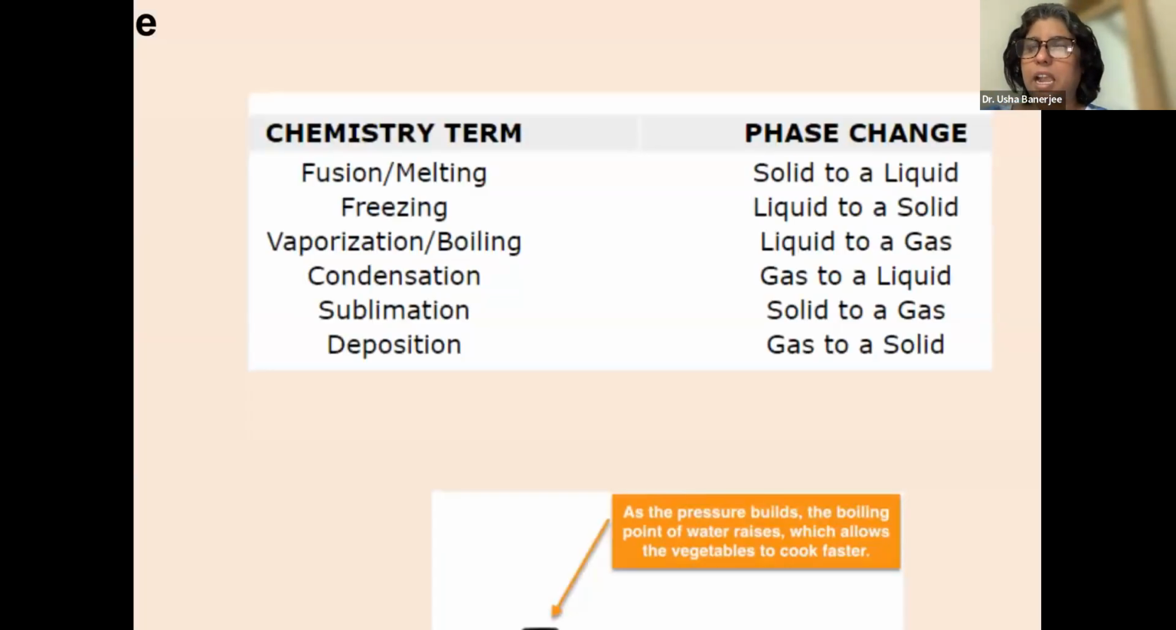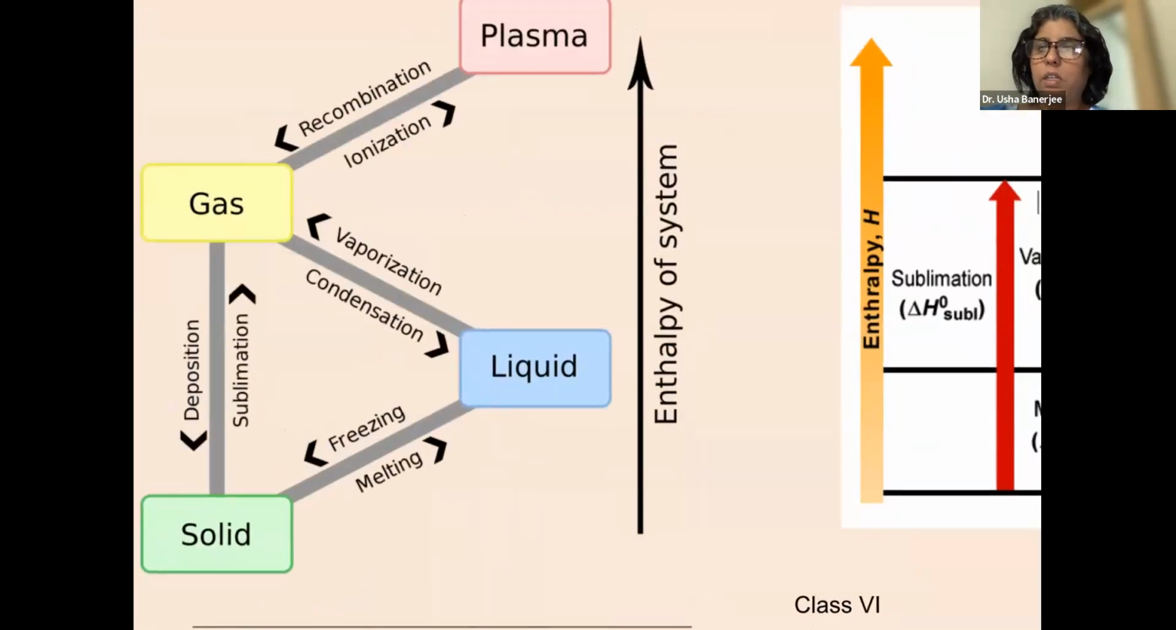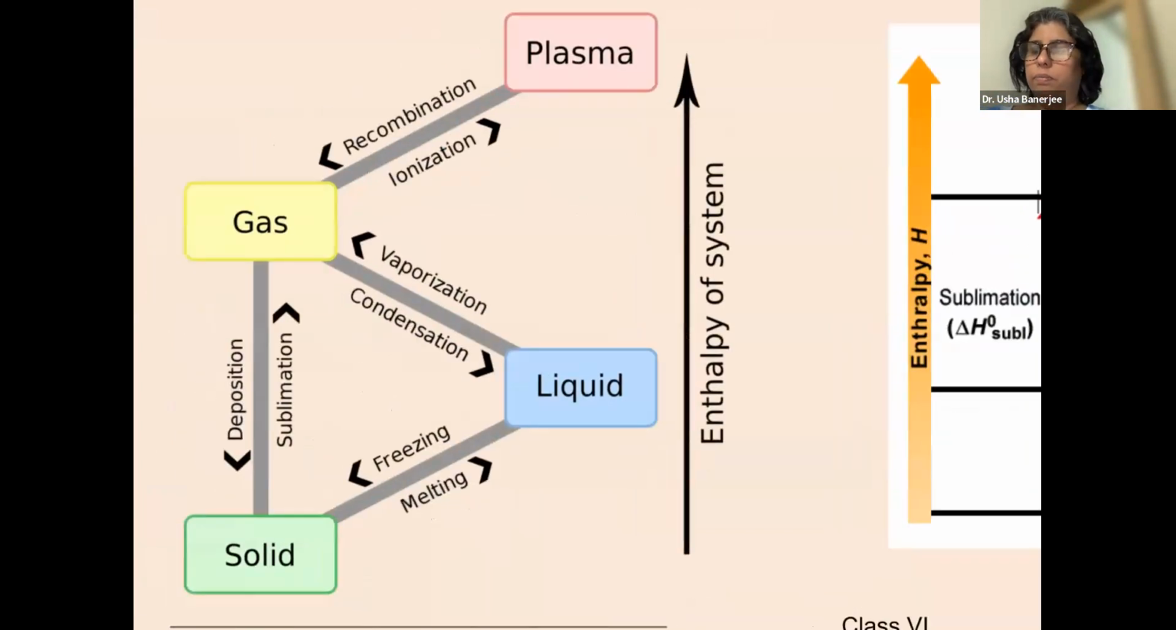So I will just show you one thing. So suppose this is gas. There is a slide. I will show you that. 1 second. Look at this diagram. So we will study each and every phase change which is given here. So we will do vaporization in details, condensation, freezing, sublimation.